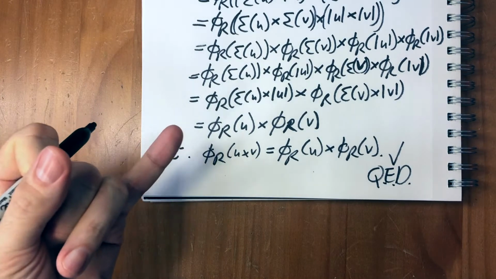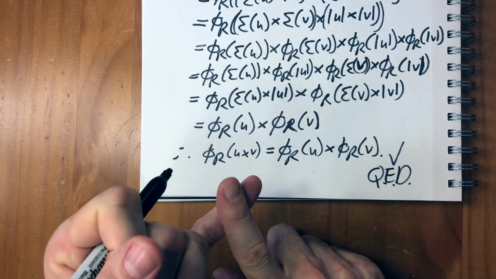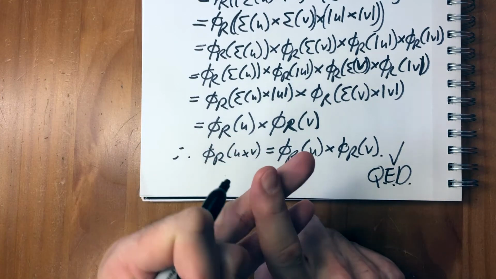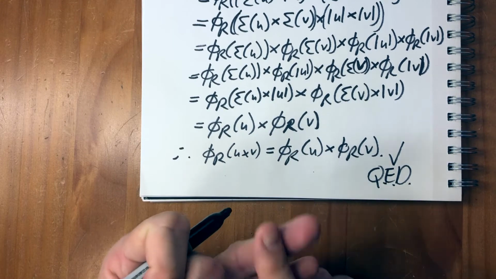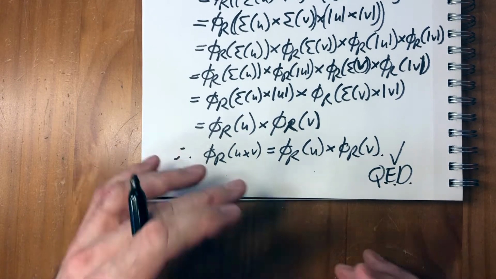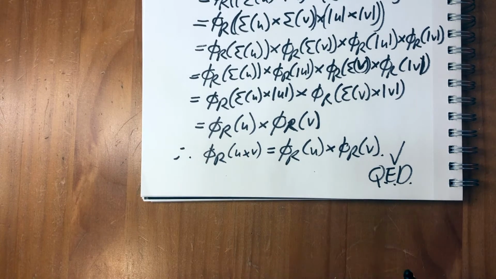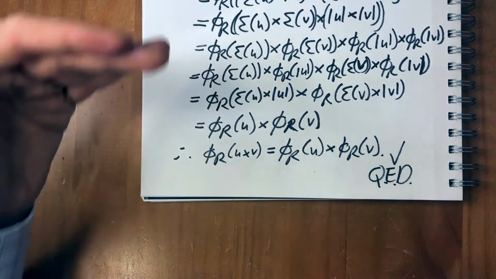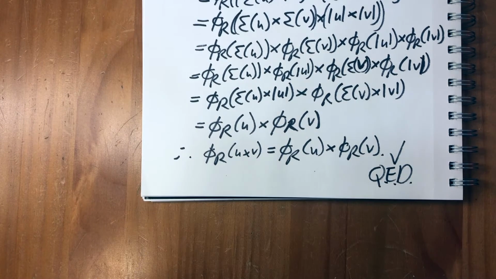We've shown that phi r preserves multiplication. And we've already shown that it preserves addition and that it's a bijection and that it preserves order. That means that phi r is an isomorphism. And now we've shown that there is an isomorphism from x to y. So we've shown that there's an isomorphism between any two ordered fields with the least upper bound property.